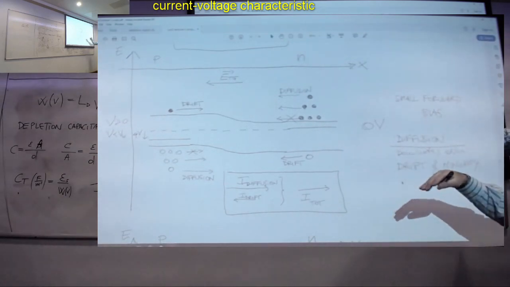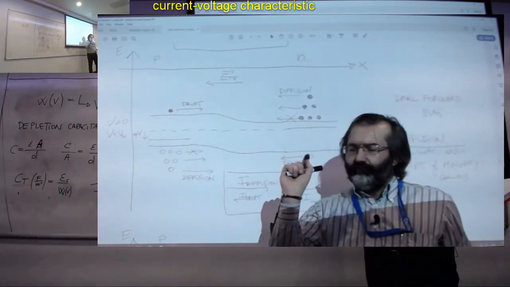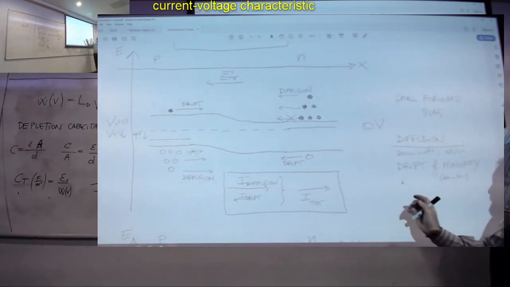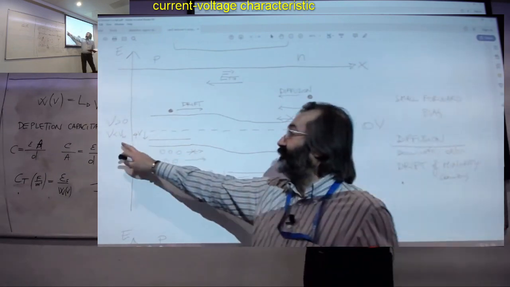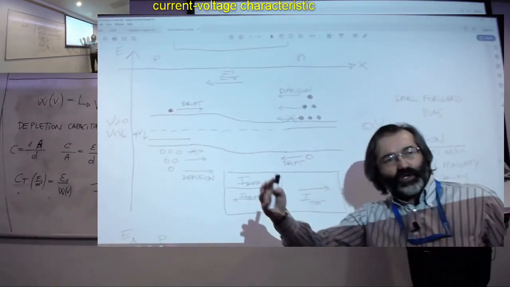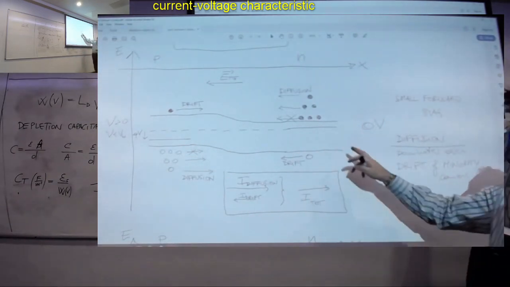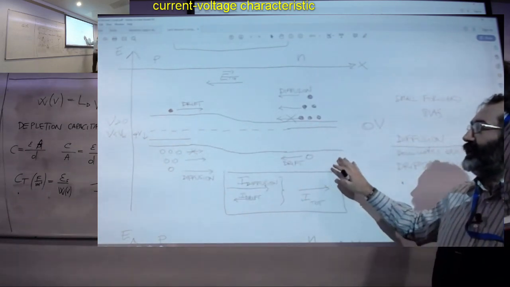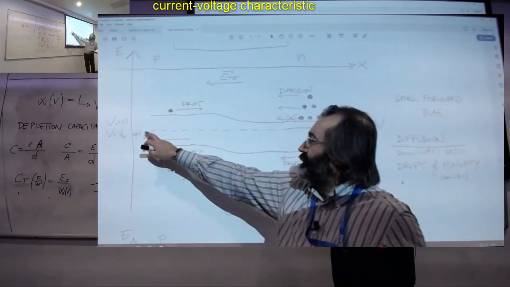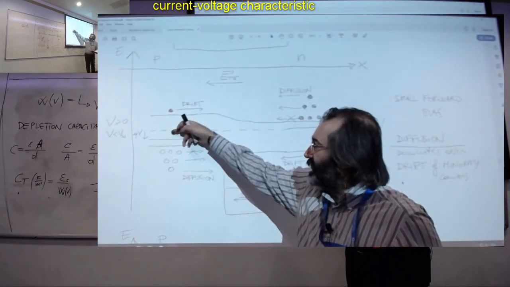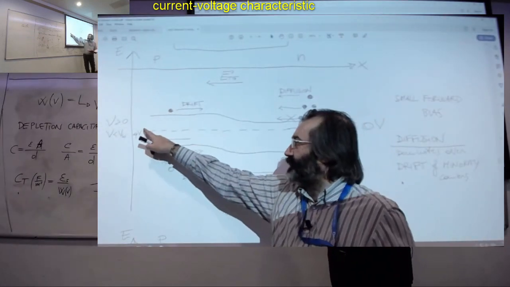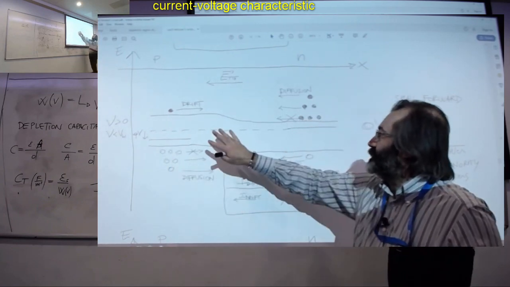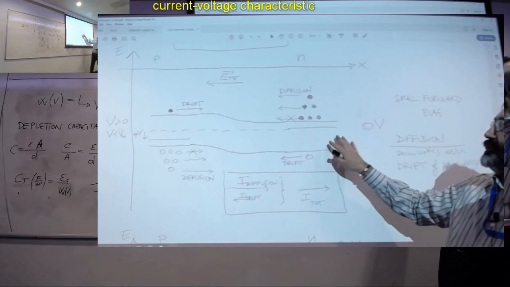Remember, VBI is a key characteristic bias for us. So let us assume that V is smaller than VBI. It's positive, but smaller than VBI. So this is the kind of situation we are up against. The Fermi level on this side, V is positive, so there is a shift downward, but of a small amount, as you can see. So overall, the picture is this one.